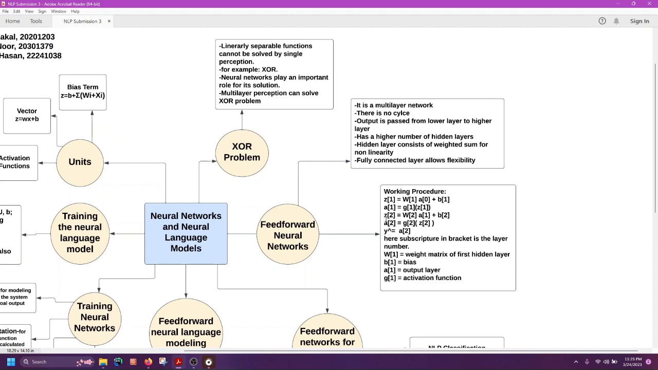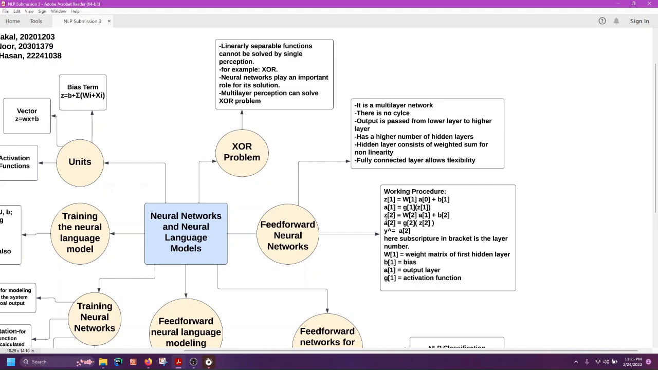Next, we have the feed-forward neural network. A feed-forward neural network is a multilayer network in which the units are connected with no cycles. The outputs from units in each layer are passed to units in the next higher layer, and no outputs are passed back. There are a higher number of hidden layers and higher layers consisting of weighted sum of nonlinearity. On the other hand, the fully connected layers provide flexibility.